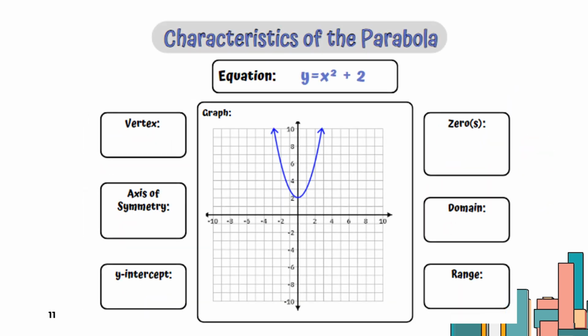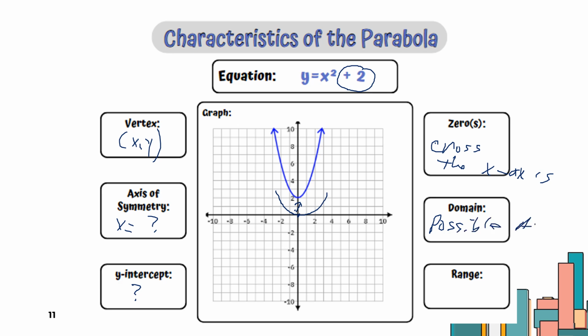So this one, we added 2, which when you think about your parent function, this moved up 2. But do the same thing, figure out what your vertex is, figure out what your axis of symmetry is, figure out your y-intercept, figure out where zeros are, your solutions. So where does this cross the x-axis?